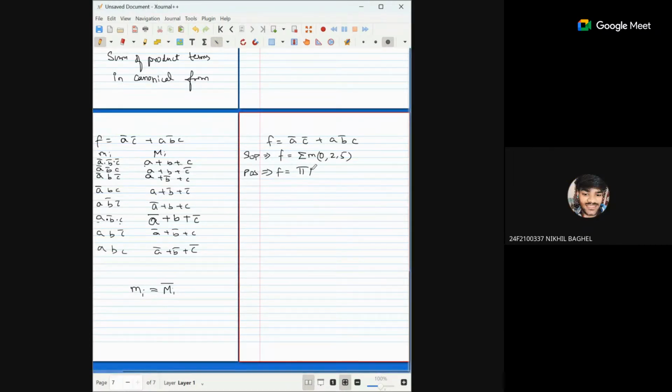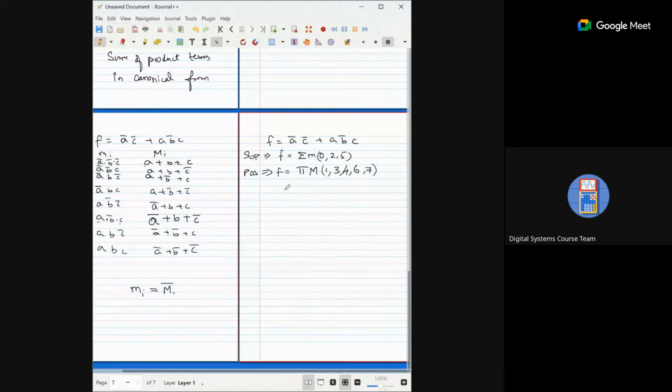It should be pi of capital M1, 3, 4, 6 and 7. Since there are 3 input variables, you have to consider every number up to the given numbers. The minimum number of inputs is 3, so you are supposed to use 3 logics. So what is the equivalent value if you look it up?